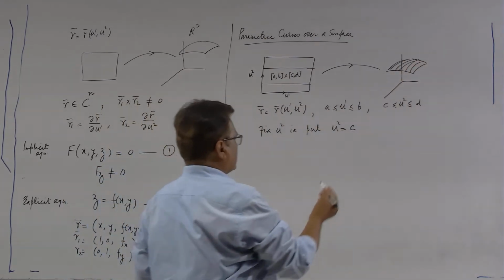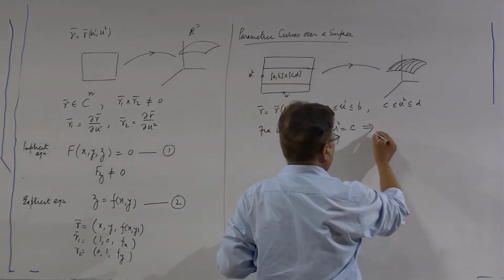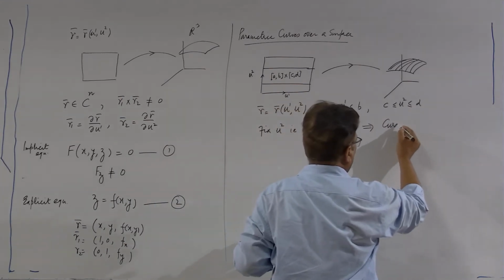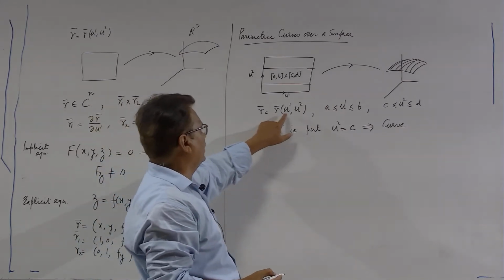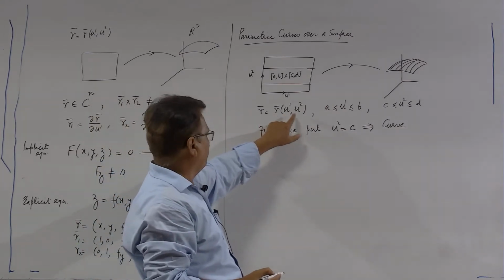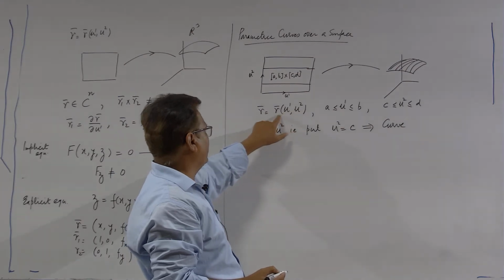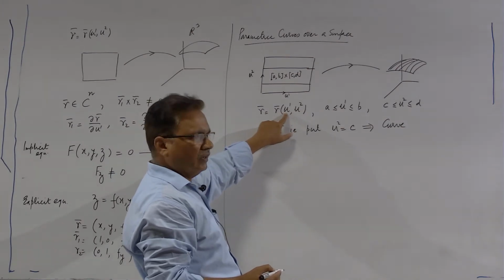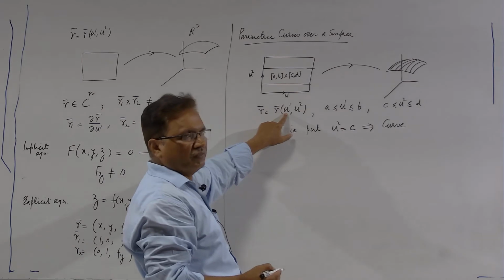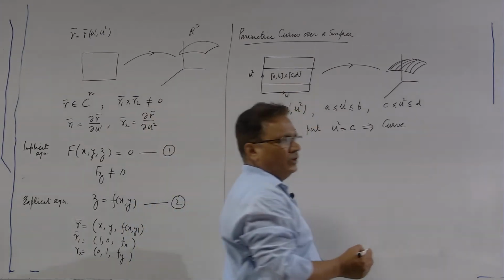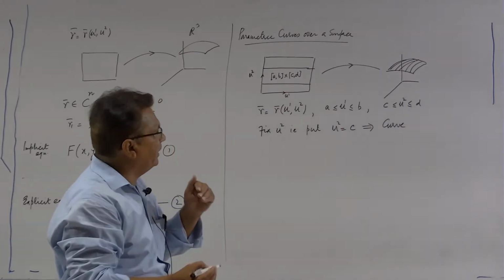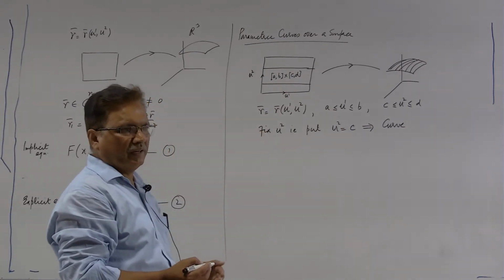Similarly, this implies a curve. Why a curve? Because R will become a function of only one variable, u1. Fixing u2, you will get a vector valued function of one variable, and that must be a curve, and this curve is called a parametric curve. So, you have a family of parametric curves.